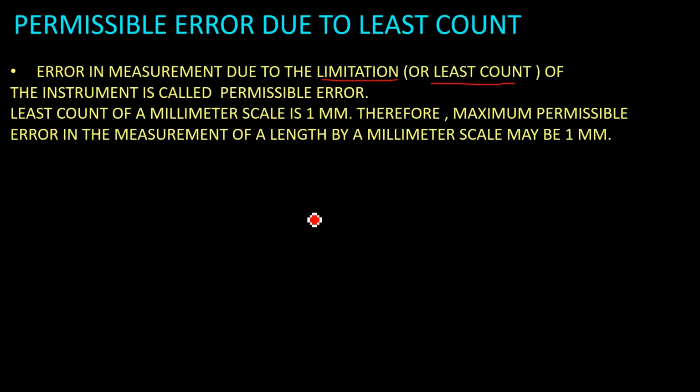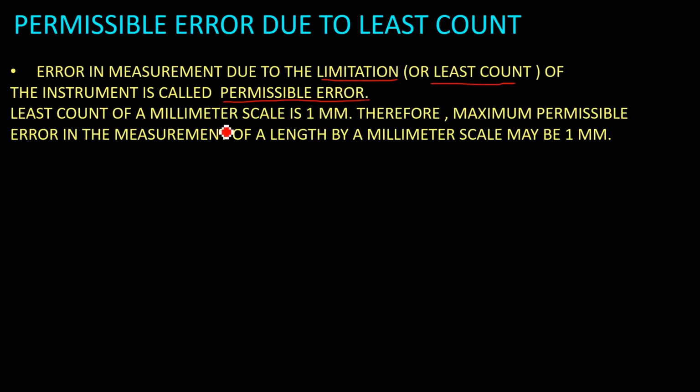Right? That is the reason here you can understand: error in measurement due to the limitation or least count of the instrument is called permissible error. What is that permissible error? Error in measurement due to the limitation. Very good.